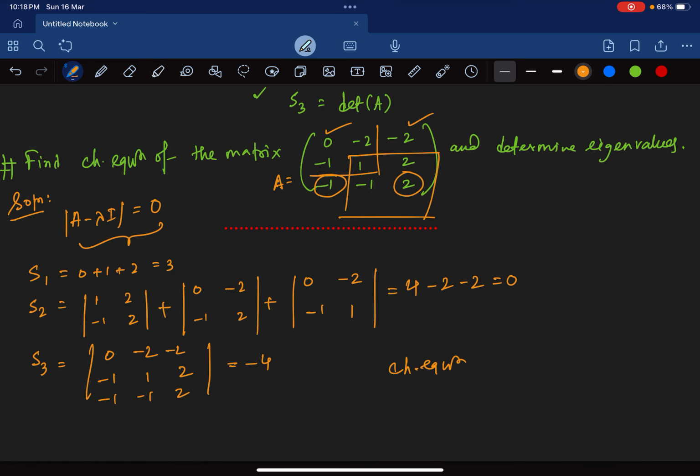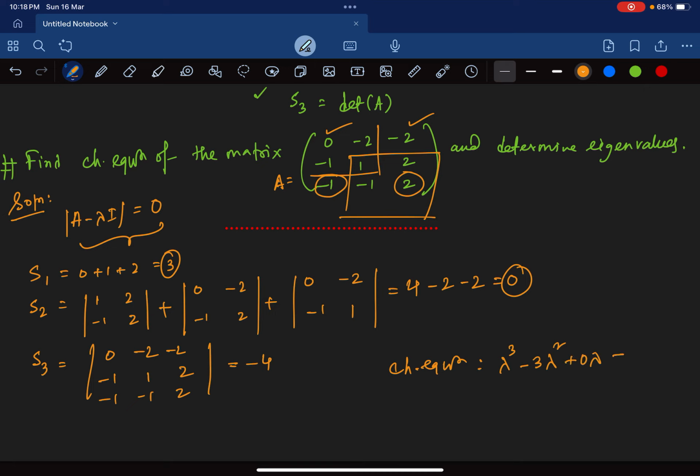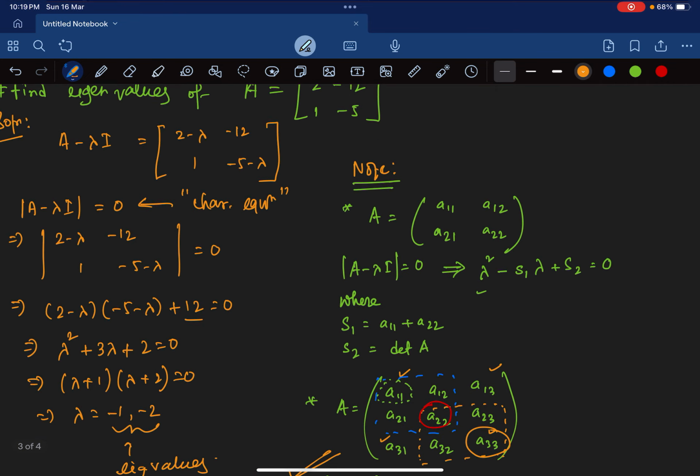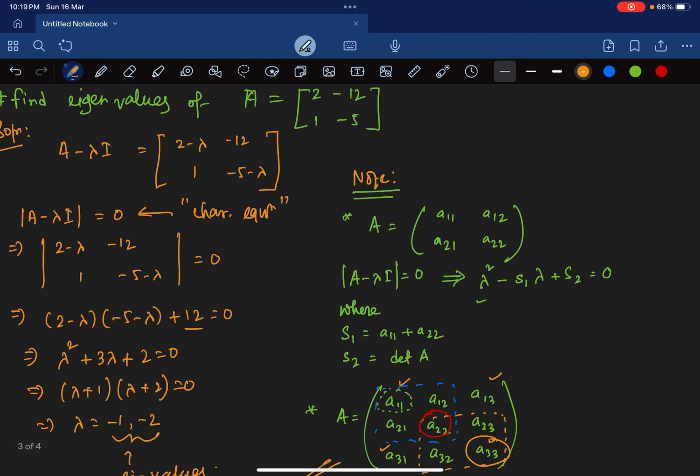So immediately the characteristic equation is given by λ³ - 3λ² + 0λ - (-4) = 0. So λ³ - 3λ² + 4 = 0. If you solve this equation, immediately you will get the λ values. These are the eigenvalues for the given matrix A. Okay, so this is the process for eigenvalues.